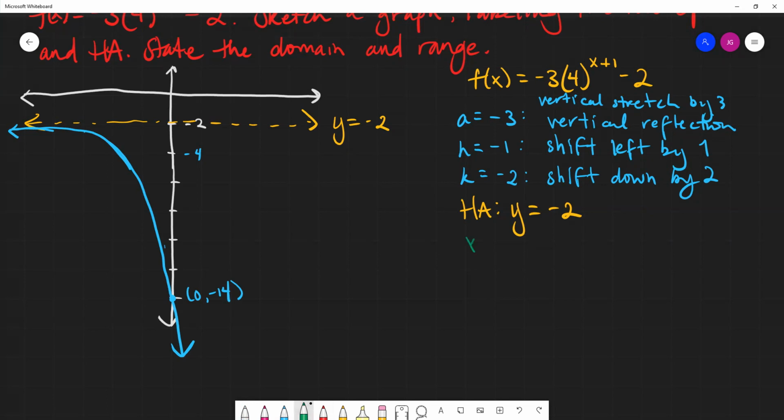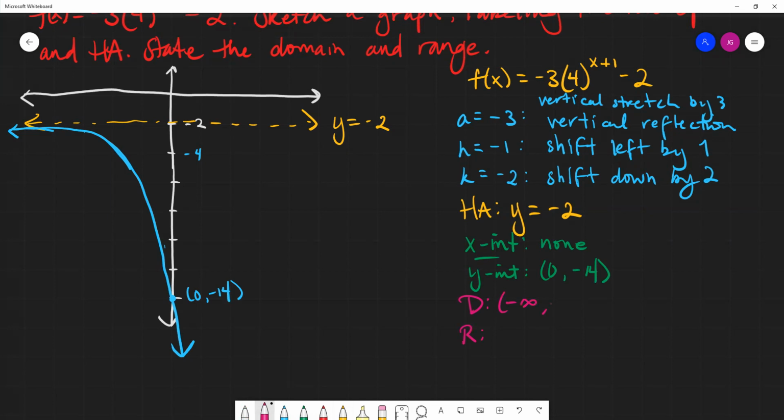All right, so x-intercept, tell me that there is none, right? And then you're going to prove it to me by doing your graph. Y-intercept, 0, negative 14. Okay, and now last part's domain and range.